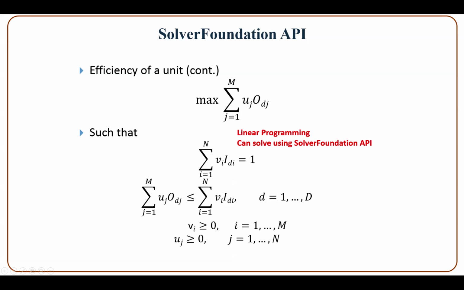This is the additive function. We maximize the weighted sum of output with several constraints. The first constraint is the constraint for the denominator. The second is the constraint that means the weighted sum of the output is always less than or equal to the weighted sum of the inputs. And also all the weights have to be positive or 0.